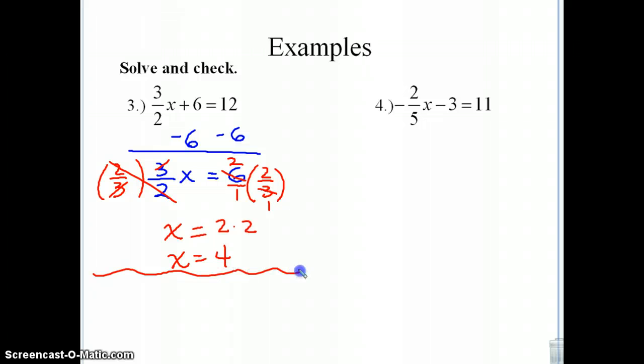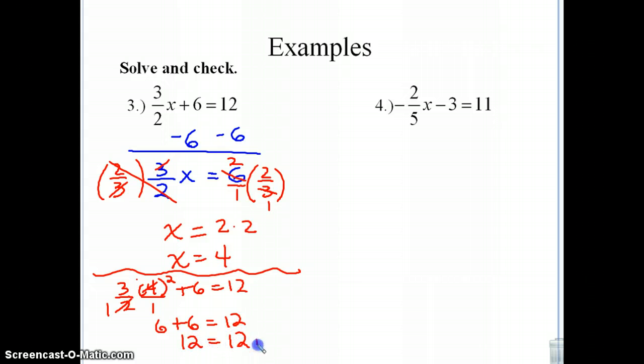The check on this: 3 halves times 4 plus 6 equals 12. Again, I'll change that 4 to 4 over 1. The 2 becomes a 1, the 4 becomes a 2. 3 times 2 is 6 plus 6 equals 12. 12 equals 12. It checks.